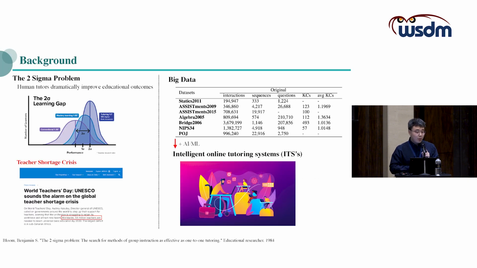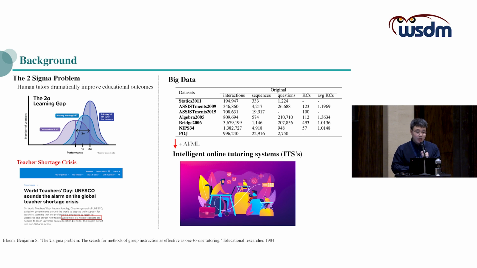We all know that one-on-one human tutors dramatically improve education outcomes. And Bloom, in 1984, hypothesized that the improvement can be 2 sigma. But we cannot assign a teacher to each student because we do not have so many teachers.